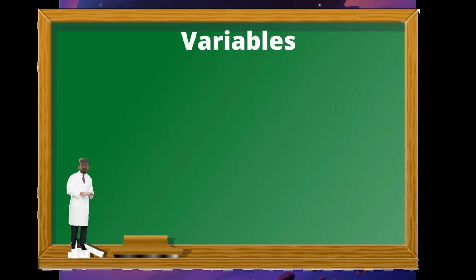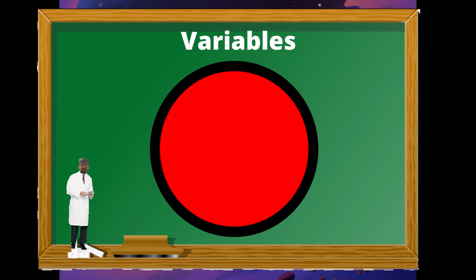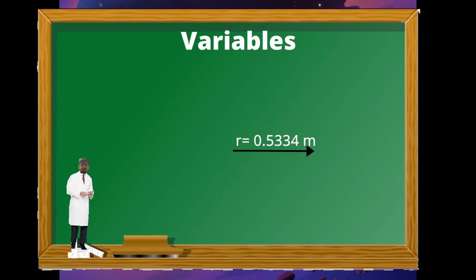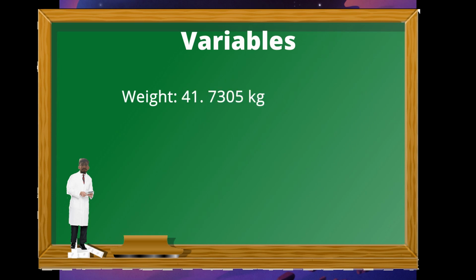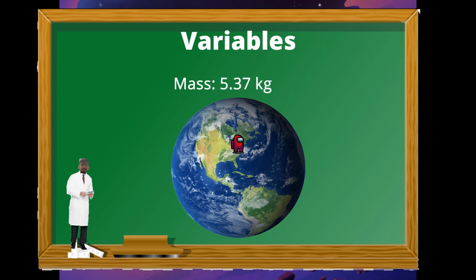Now, let's write our variables. Height, 106.68 centimeters. If we model it like a perfect circle, we can assume that the radius is 53.34 centimeters, which is 0.5334 meters. The weight is 41.7305 kilograms. Assuming it's on Earth, the mass will be 5.37 kilograms.